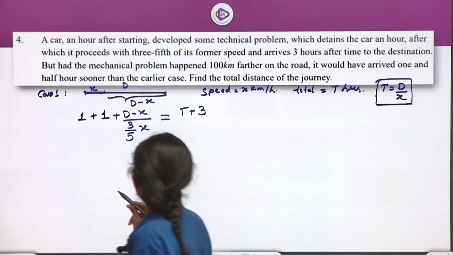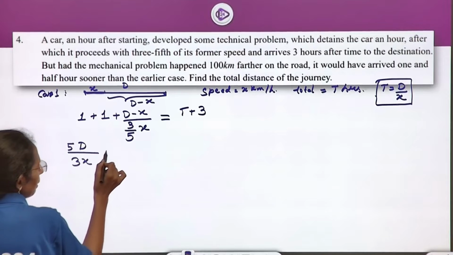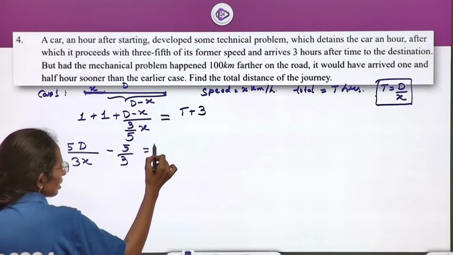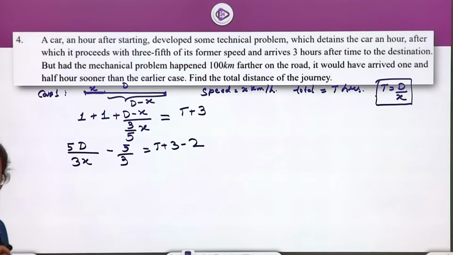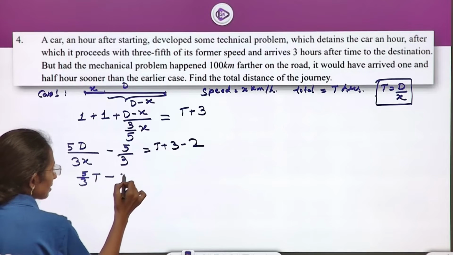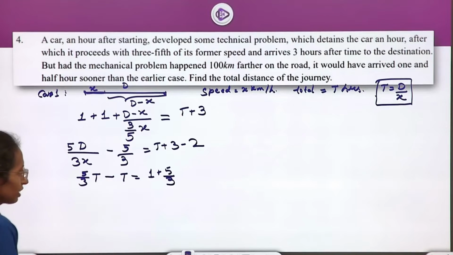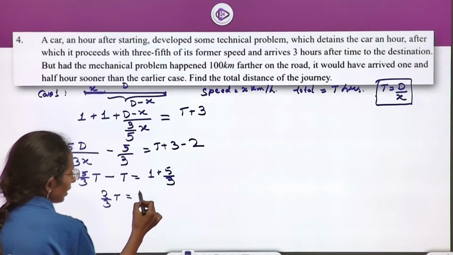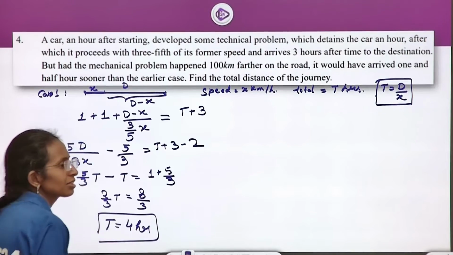Fine. Now, when we solve this equation, we are getting d upon 3/5 of x, that means 5 by 3 times (d minus x) upon x. The x gets cancelled and it is equal to t plus 3 minus 2. Now d by x is again my original time t. So I am writing 5 by 3 times t minus t is equal to 1 plus 5 by 3. From here, when we solve for t, we will be getting 2/3 of t is equal to 8 by 3. That means the original time was 4 hours to travel this journey.